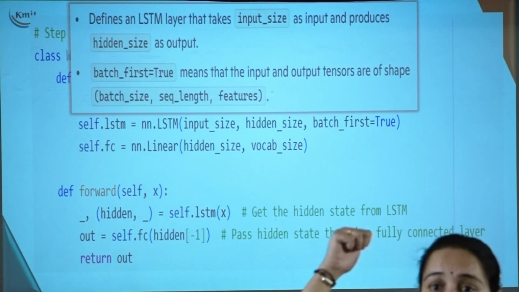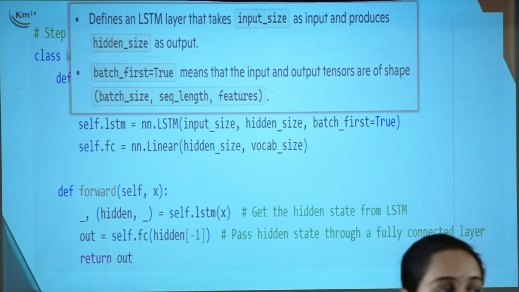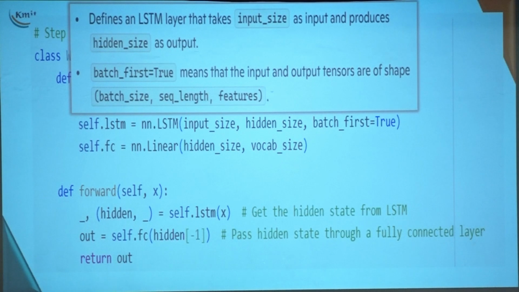When would that be the case? When you give here batch first equal to true. Batch first. Batch will come as your first dimension, followed by whatever be the dimensions of input and output. Are you clear here? So here I am keeping batch first as true, so that the input and output tensors are of the shape batch size, comma, sequence length, comma, features. So that would be the dimension.